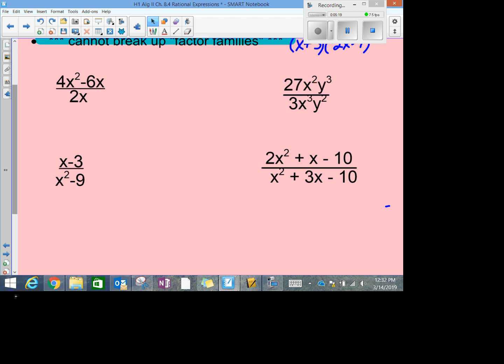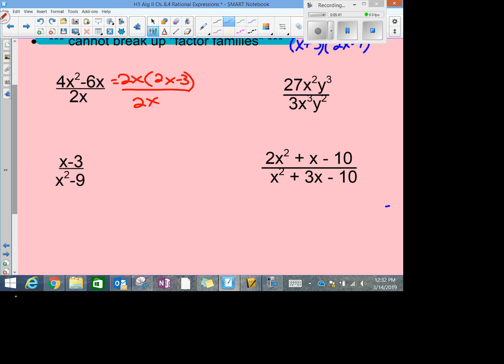So let's look at this one. The first thing we'll do is, again, back to the top, back to the bottom. How can we back to the top? I got 2x, and we're left with 2x minus 3. Now, can we do anything on the bottom? No, 2x is 2x, right?